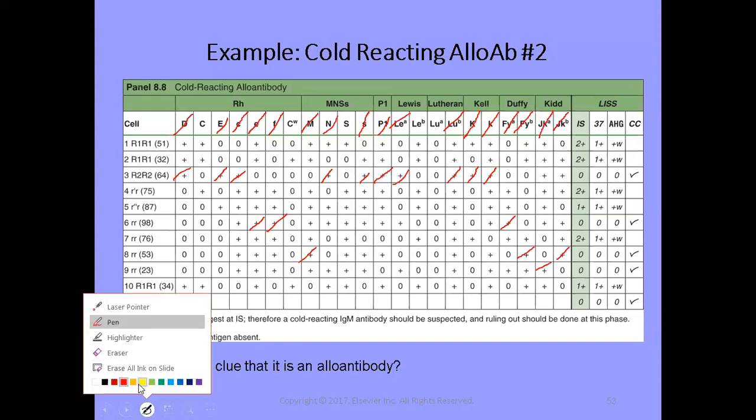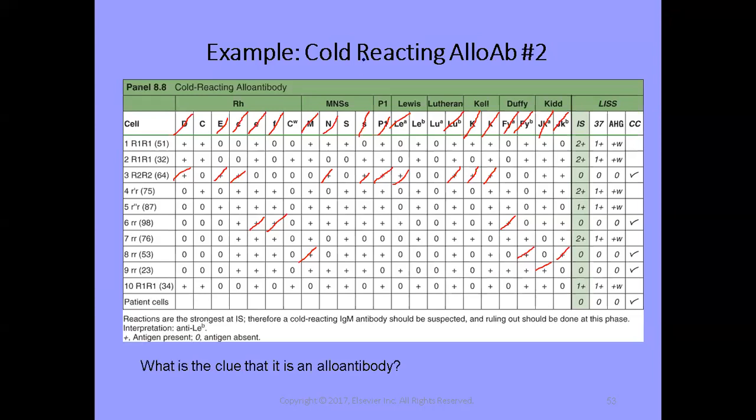remember, we know that some of these cells really do not react at all, only some of them are known to react strongly at immediate spin. So we look at the C, and we know that the RH antibodies usually react at warmer temperatures, stronger. Same with CW. The S pattern doesn't really fit. Let's look at LEB.